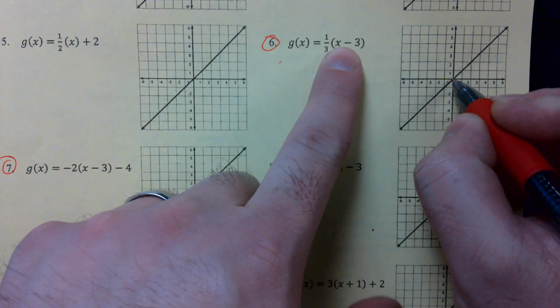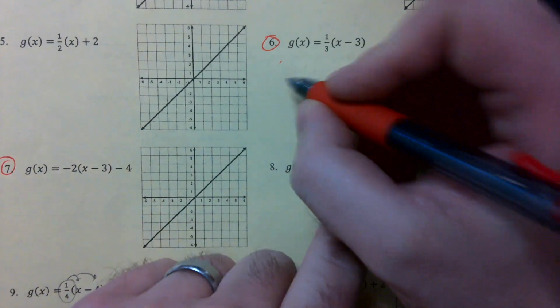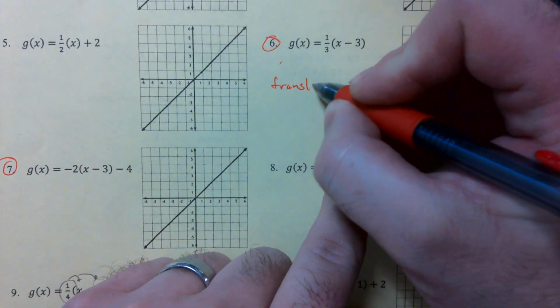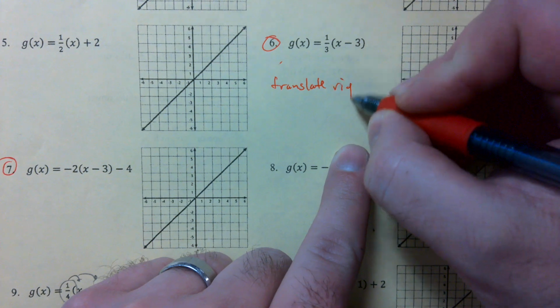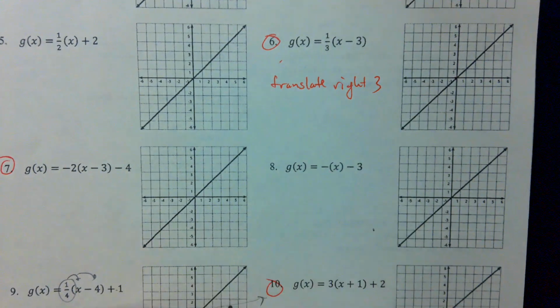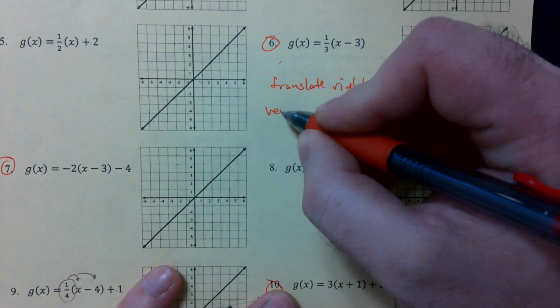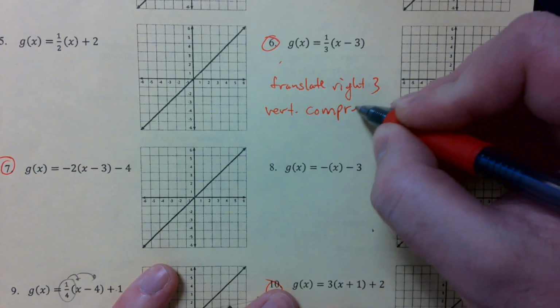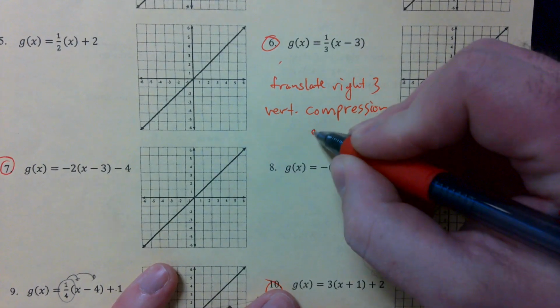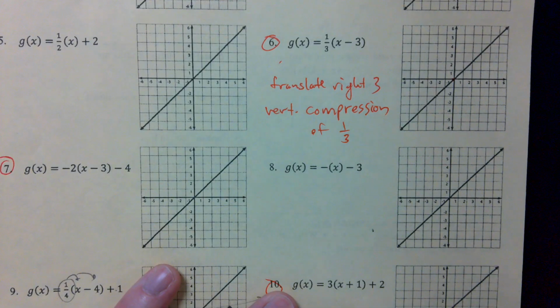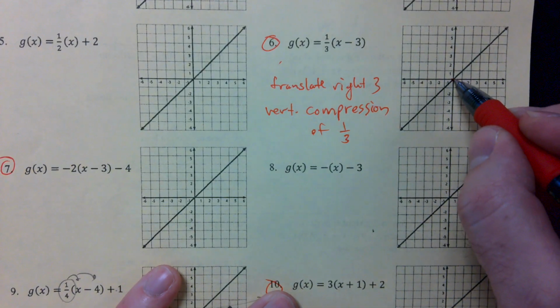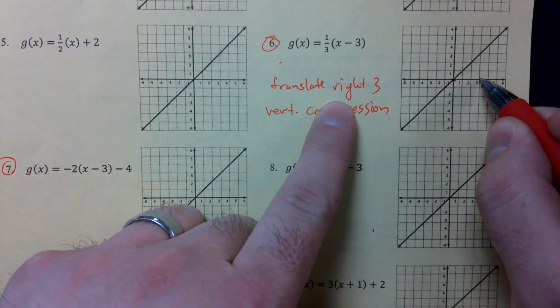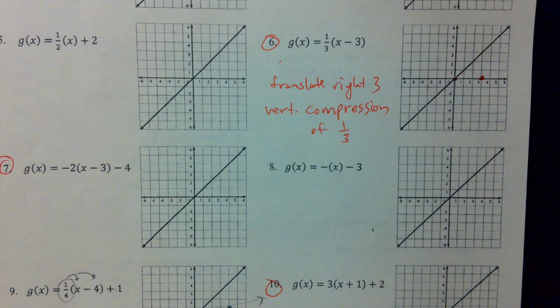X minus 3 tells me I'm going to be moving which direction? To the right. I'm going to translate right 3. What does the 1/3 tell me? You go up 1. I'm going to vertically compress this by a factor of 1/3. So I take my origin, I translate to the right 3 spaces, boom, there's my new origin.